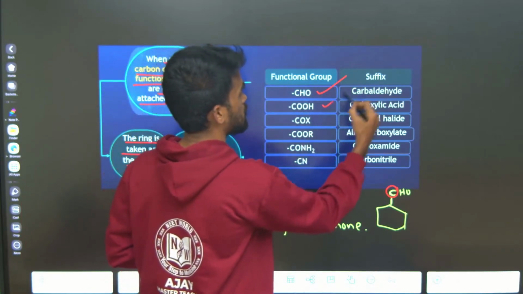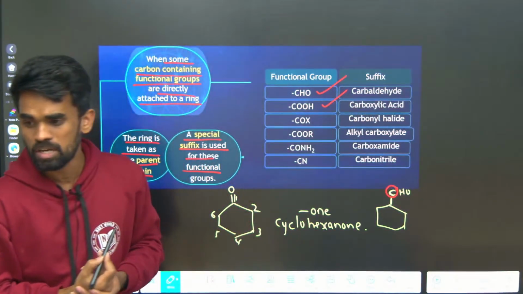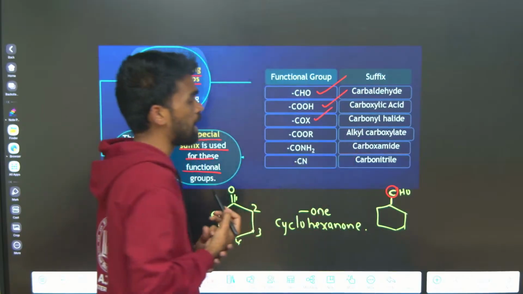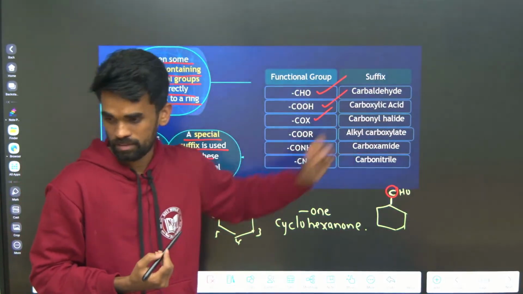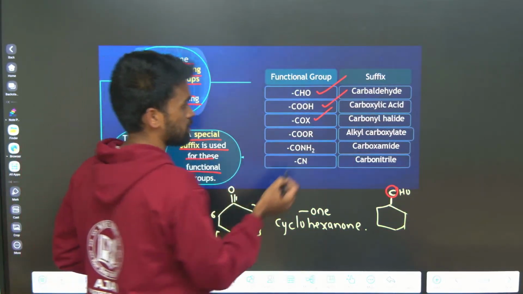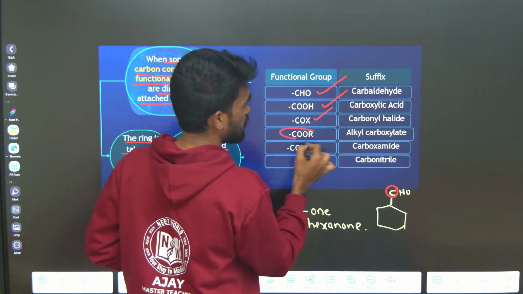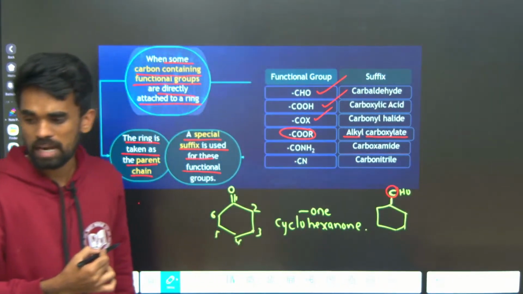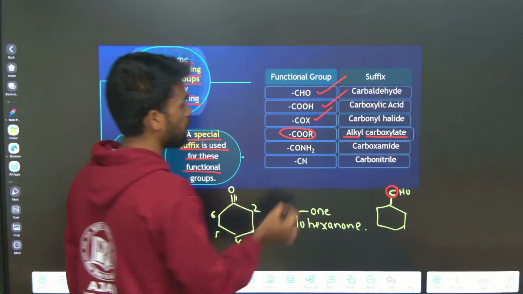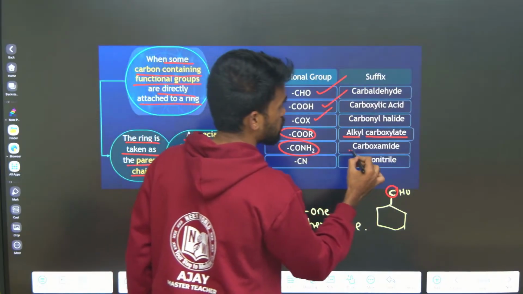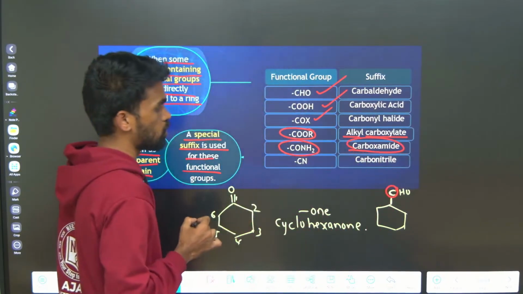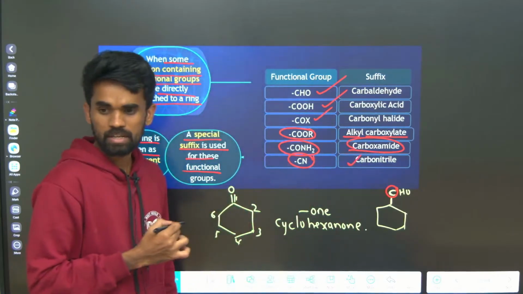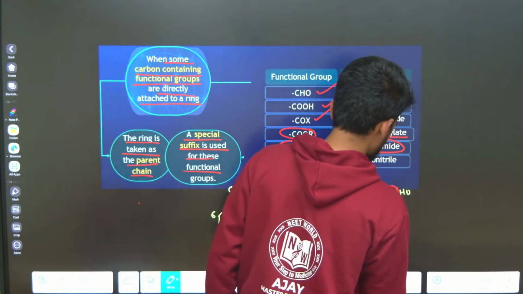For carboxylic acid, like COOH, you should call it carboxylic acid. For carbonyl halides, it should be carbonyl halide, like acyl halides. Next, esters: you should call it alkyl carboxylate. And for amides you should call it carboxamide. For nitriles you should call it carbonitrile. Here tell me, what is the name of this compound now?